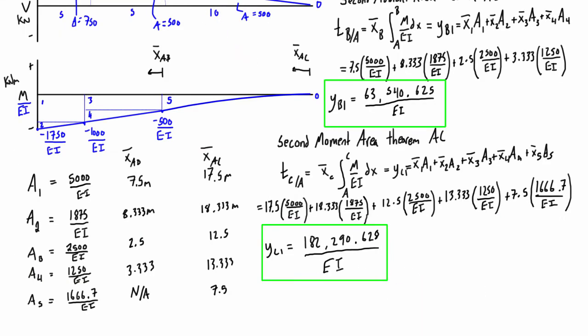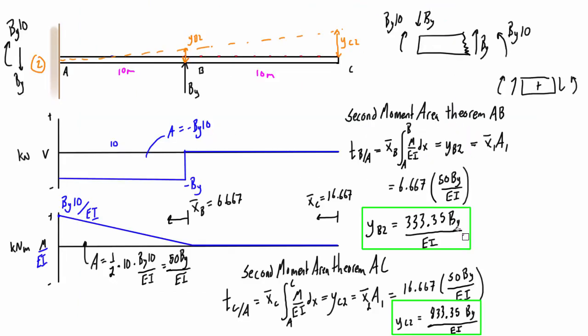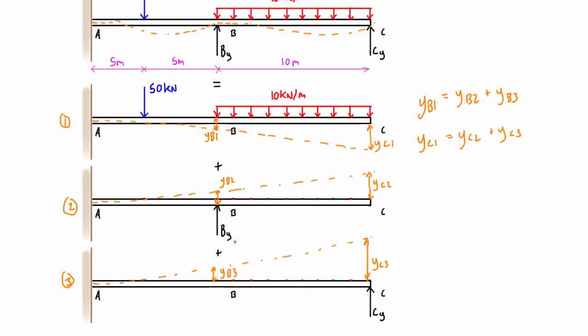You'll notice over here, yB2 and yC2. We figured out what this term is, and we figured out what this term is. Notice that we have the whole term here, but the thing that's unknown is this variable By, the magnitude of the reaction at B. So now we're going to redo this again, except for case 3, and figure out what yB3 and yC3 are, and the unknown in that is going to be the magnitude of this force Cy.